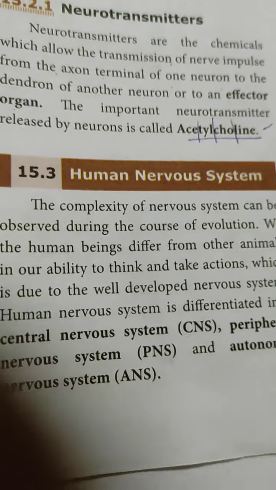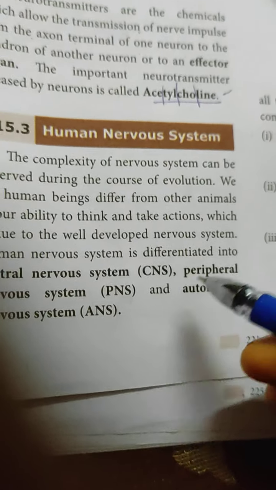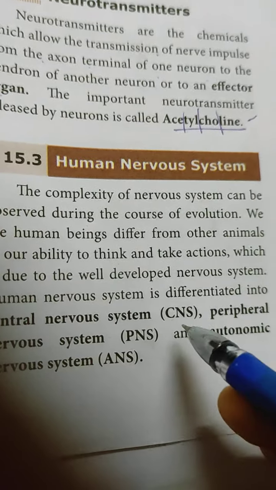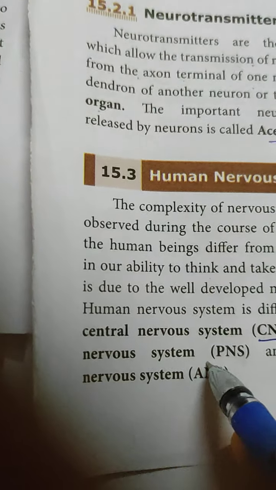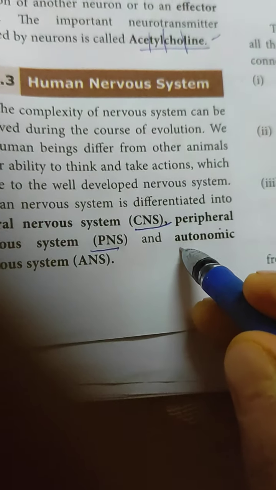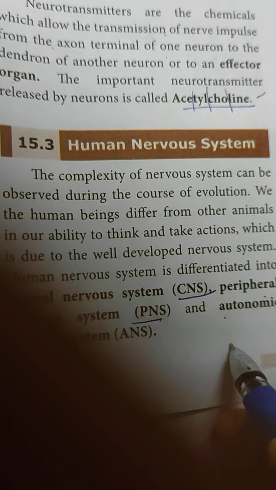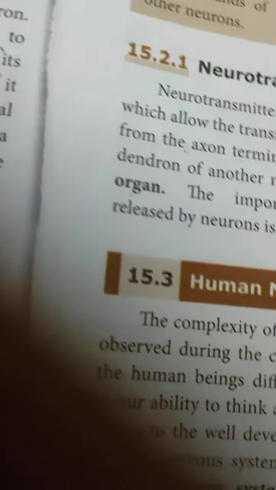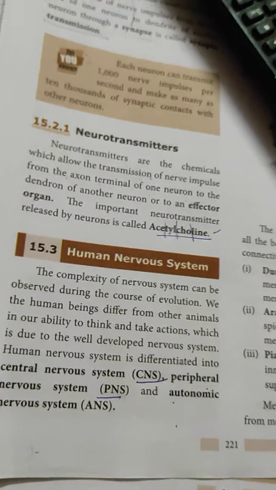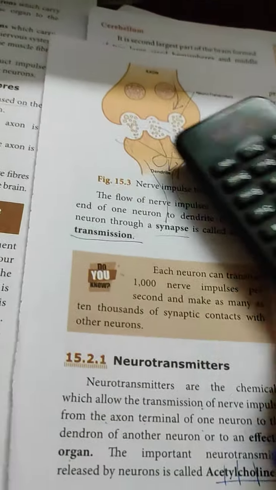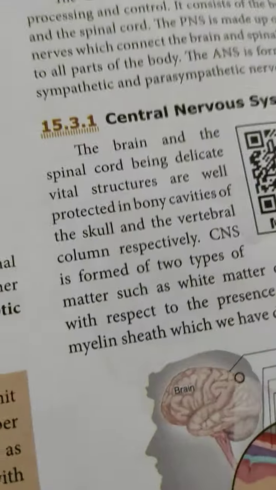The human nervous system is differentiated into three types. What are the three types? Central nervous system, the CNS. The second one is the peripheral nervous system, called PNS. And the third one is the autonomic nervous system, called ANS. So the nervous system of a human being is differentiated into CNS, PNS and ANS. Now one by one we will be discussing all three types.